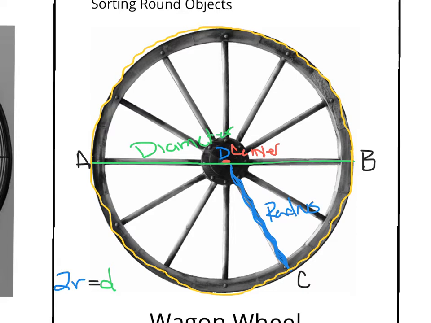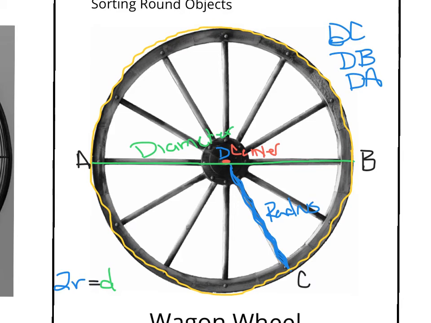Radius, remember, goes from the center out to the edge. So if I follow the blue line, it starts at the center, which is point D, and it goes out to point C. So DC could be a radius, okay? I also could say DB is a radius because it starts at the center and goes out to the edge, and I also could say DA is also a radius because it starts at the center and goes out to the edge. So all three of those are radiuses.